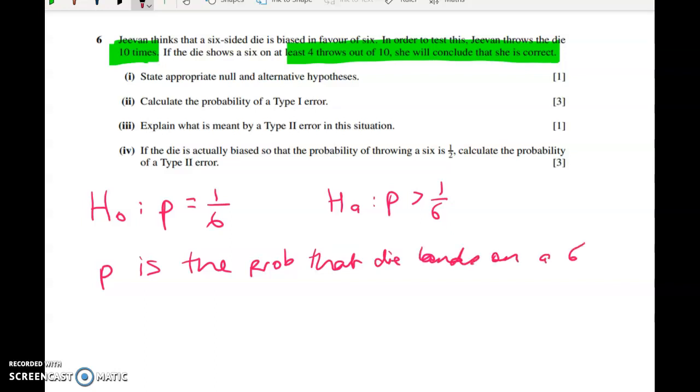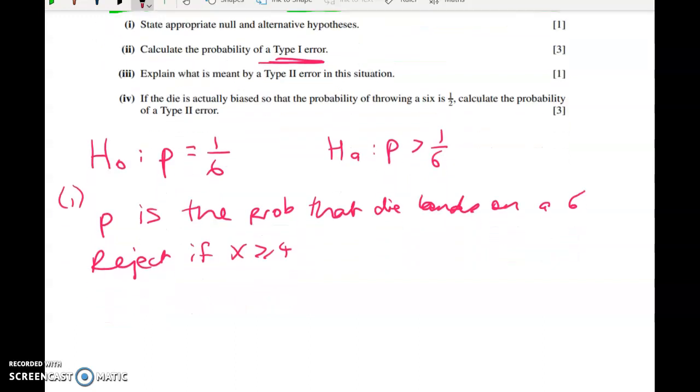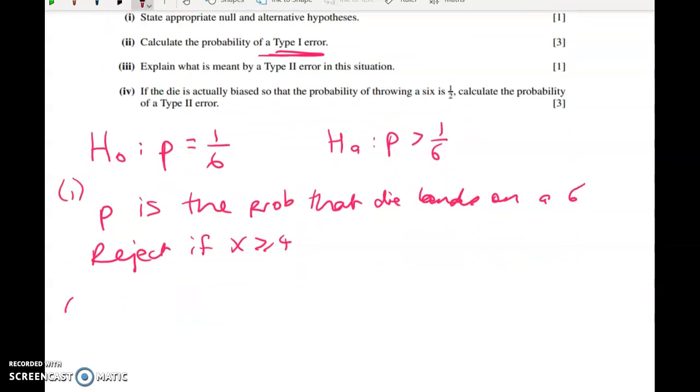It's the same when you're doing a hypothesis test for mu. You need to say, what is mu? Mu is the population mean weight of an elephant, right? So we've got n equals 10. So we reject if X is greater than or equal to 4, right? So what is a type 1 error? So that's part 1. The type 1 error is wrongly rejecting the null hypothesis, right?